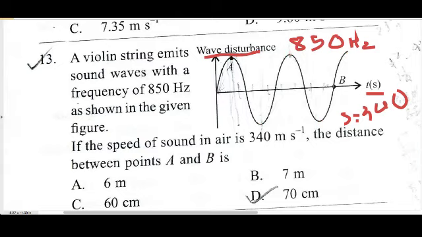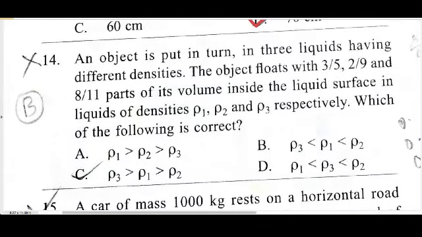So now they asked us to find the distance between points A and B. This can be calculated by knowing the speed of sound in air as 340 meter per second and from the frequency. So if we go on calculating, then our answer will come out to be 70 centimeters. So this means the distance between points A and B is 70 centimeters. It can also be done diagrammatically without the use of the graph. Diagrammatically it will be hard to draw the diagram, but the calculation will become easier. So now let us see the next question.